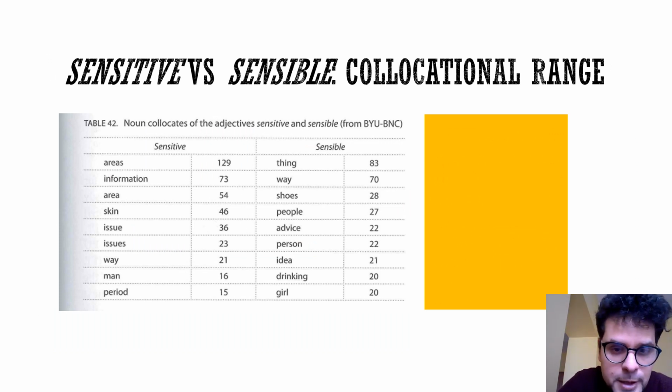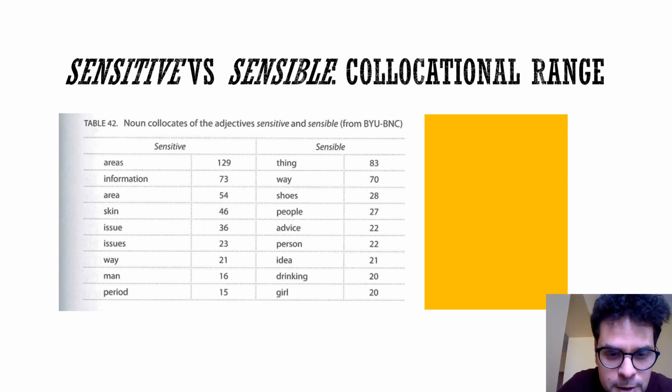Let's look at another example of collocational range or collocability, taking into account sensitive versus sensible, because these two words can be easily confused, but their meaning as synonyms only emerges when we consider the typical collocates they have. Okay, so on the one hand we have sensitive areas, information, skin, issue, and so on. On the other we have sensible shoes, people, advice, person, idea, and so on.